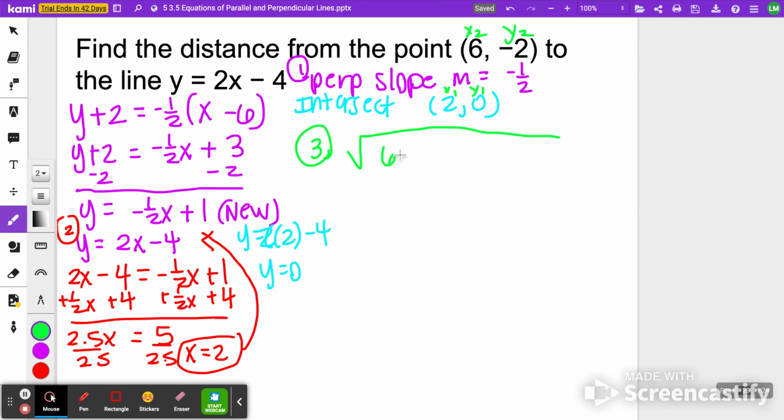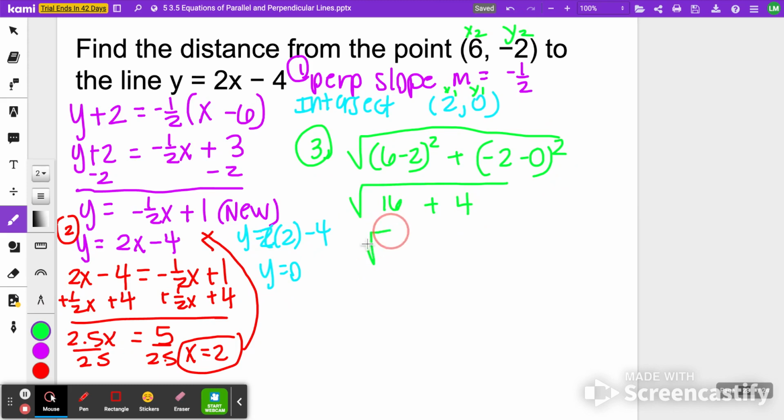We can say maybe x2, y2 are original points, and x1, y1 are the newer points. So we're going to do 6 minus 2 squared plus -2 minus 0 squared. 6 minus 2 is 4, and 4 squared is 16. -2 minus 0 is -2, but squaring that gives us 4. So now we're getting the square root of 20, which if we find the decimal equivalent, it's about 4.5.